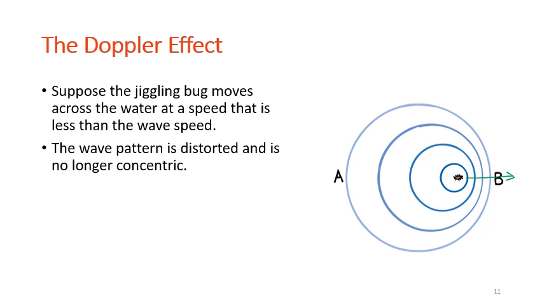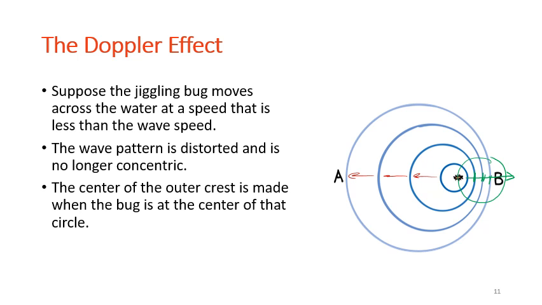On one side, this part, you can see the wave fronts are closer. These circles refer to the crest points, and these crest points are closer together, while on the other side the crest points are far away. You can see these crest points are far away from each other. That means the pattern is distorted.